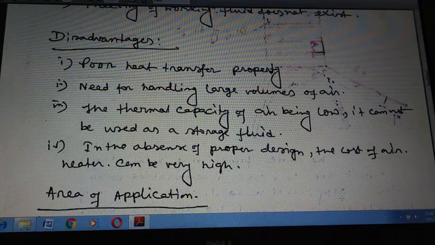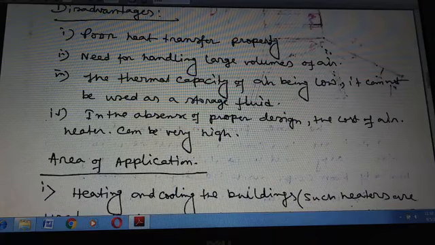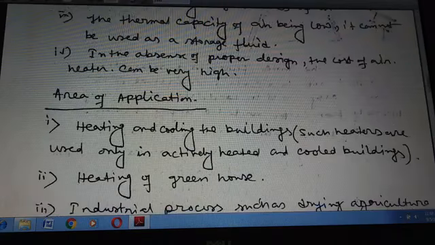Next point, the thermal capacity of air being low, it cannot be used as a storage fluid. Next disadvantage is, in the absence of proper design, the cost of the air heater can be very high. So if we do not maintain proper design of the system, then the initial cost of the system is very high.